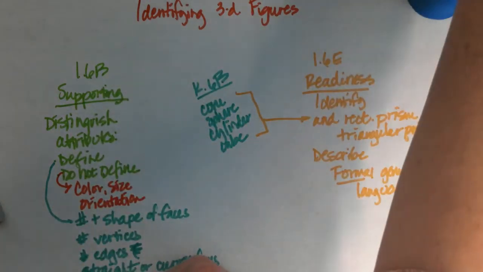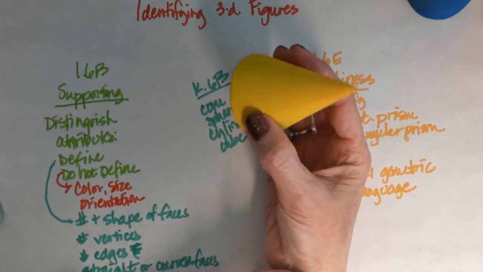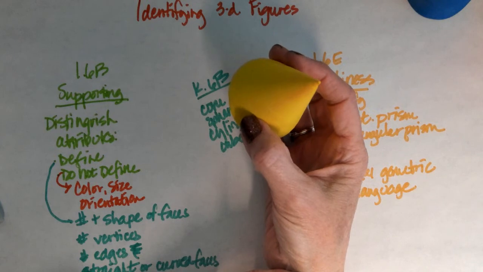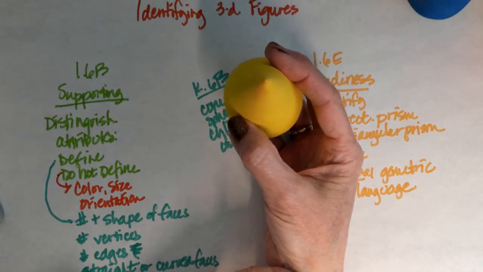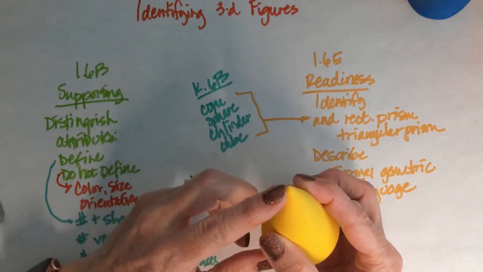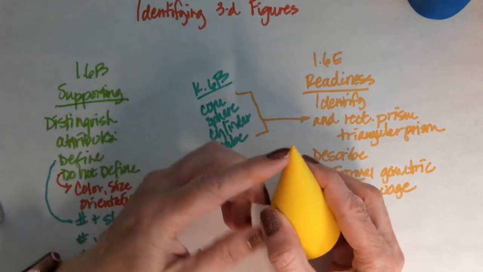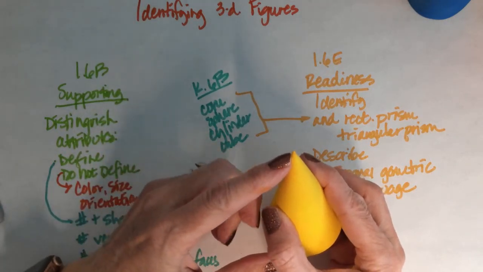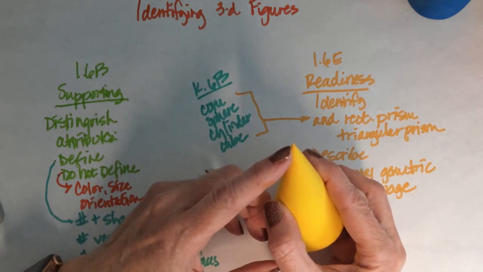Now, one last thing to talk about, and that's, my friend, the cone. The cone gets a bad rap because resources aren't sure what to do with it. So in our district, this is called a point. It is not called a vertex. We do not expect first graders to call this a vertex. Its technical name is an apex. We do not expect first graders to know that. We need them to know it's a point.